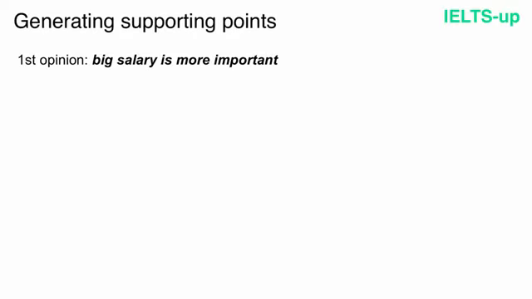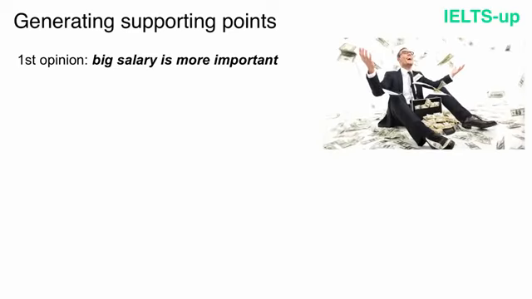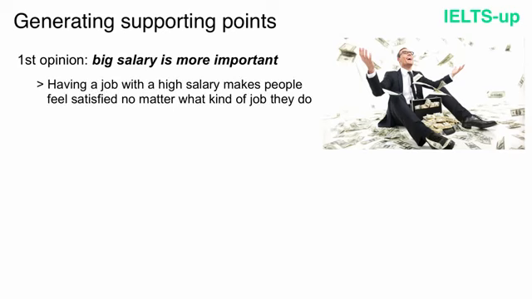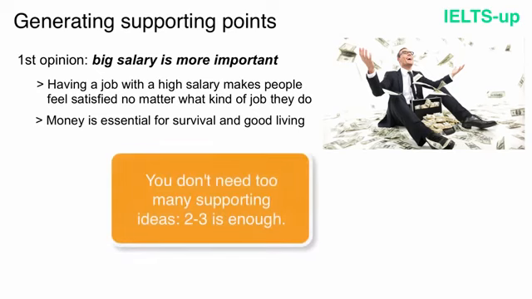Our first opinion: big salary is more important. So, what are our supporting ideas? Why big salary can be more important than job satisfaction? Well, having a job with a high salary makes people feel satisfied, no matter what kind of job they do. That's our first supporting point. And also, money is essential for survival and good living. Okay, that's good. You don't need too many supporting ideas. 2 or 3 supporting ideas is enough.